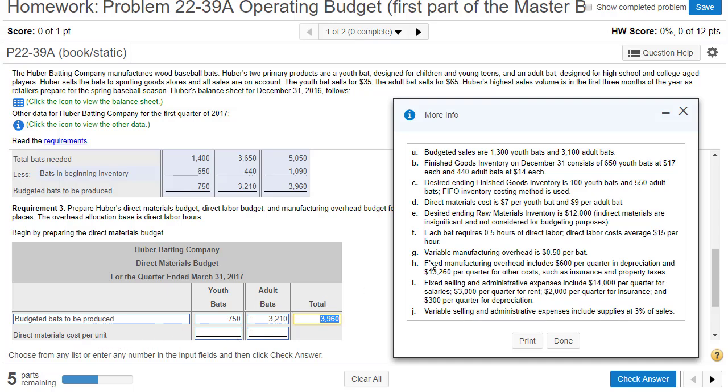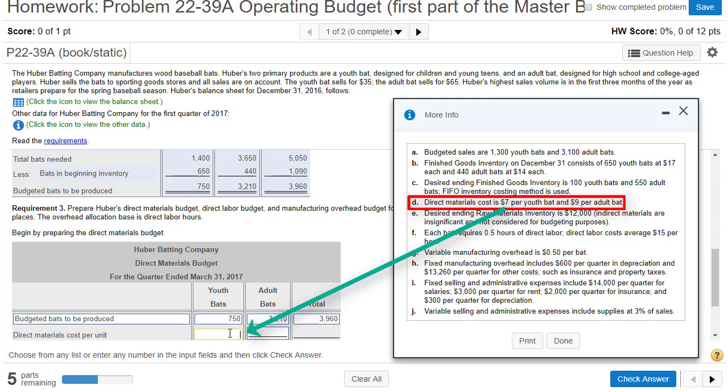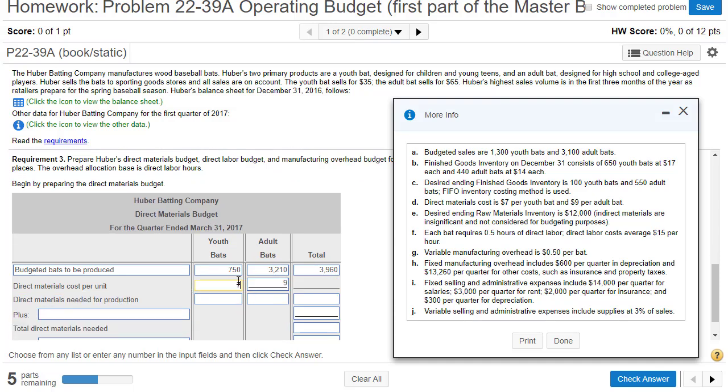So now that we know how many bats we need to produce, we can start figuring out the direct materials. So the direct materials cost per unit is over here. $7 for a youth bat and $9 per adult bat. What this means is, for a youth bat, it takes $7 of direct materials like wood to make the bat. And for an adult bat, it takes $9, a little bit more to make an adult bat.